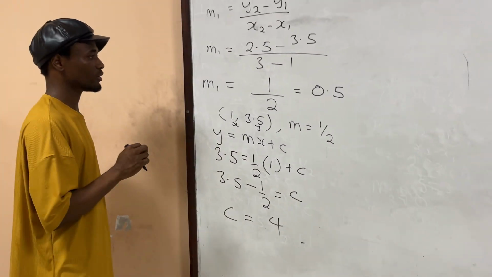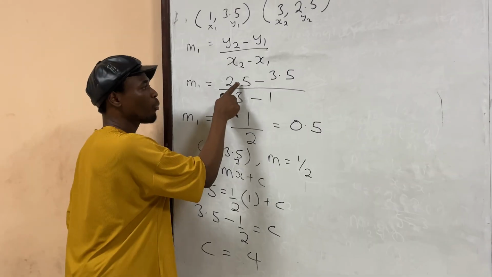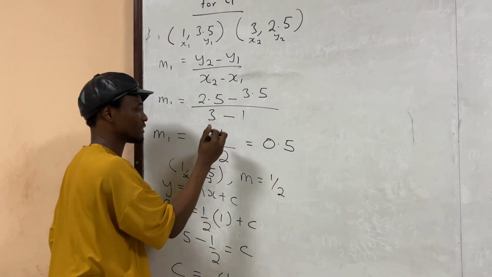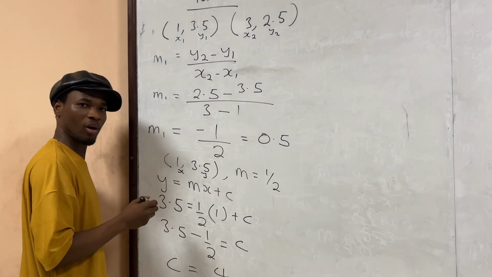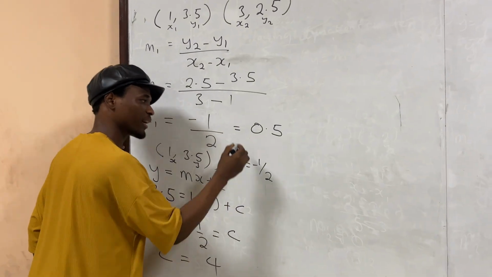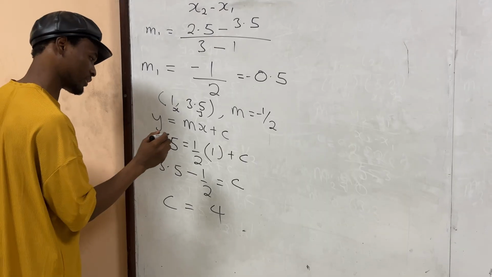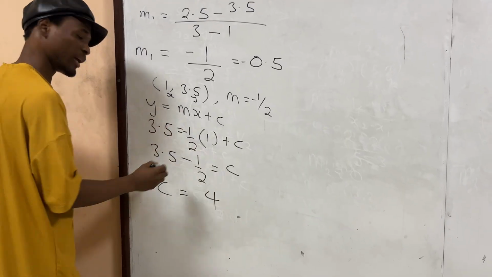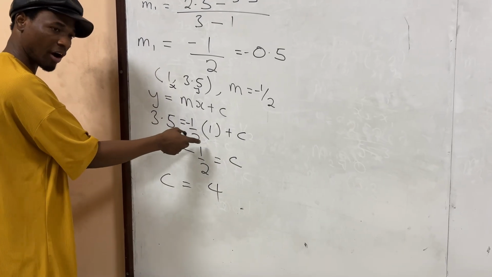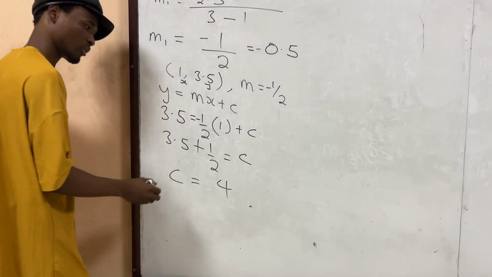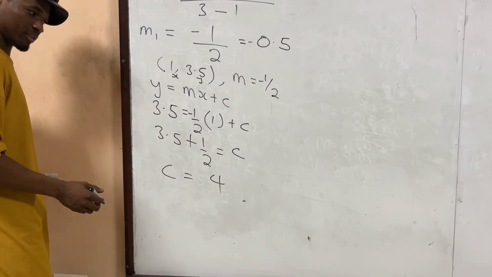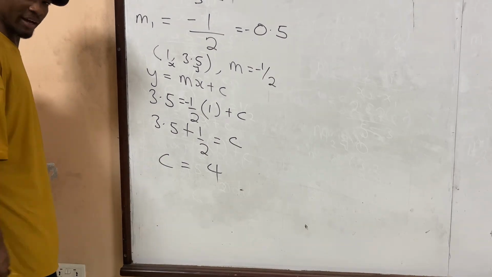So viewers, 2.5 minus 3.5 is negative 1, right? So my gradient is negative, that's negative 0.5, right? Negative half, when you transpose it, becomes positive half. So c is equal to 4, right?